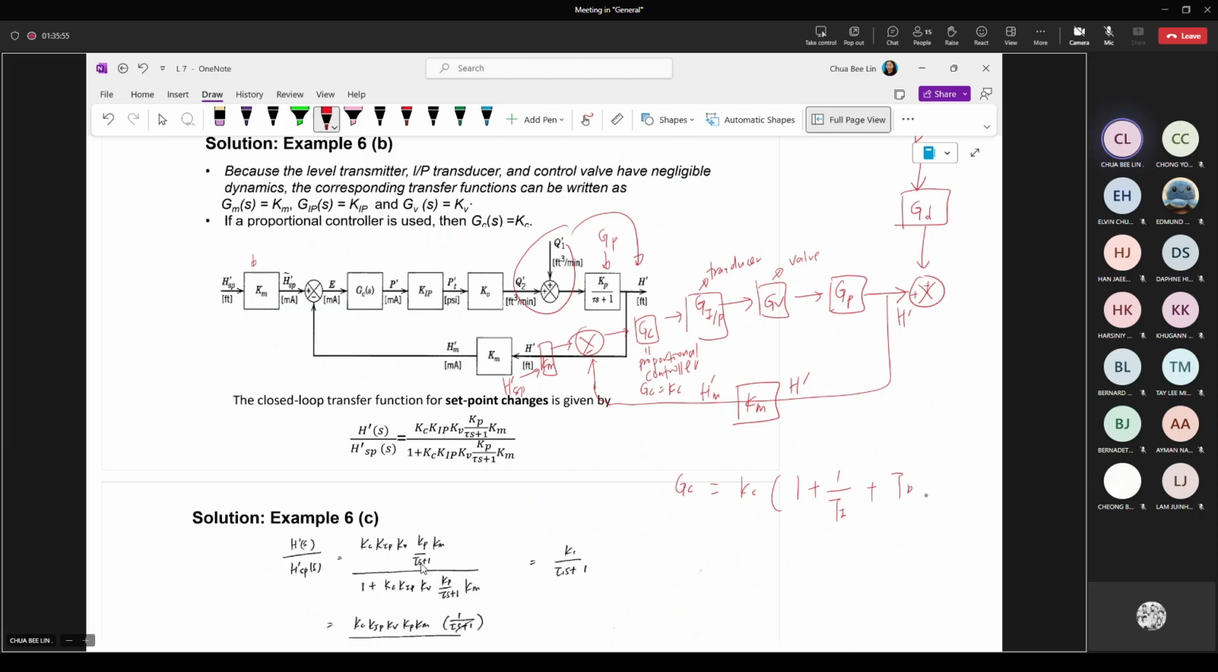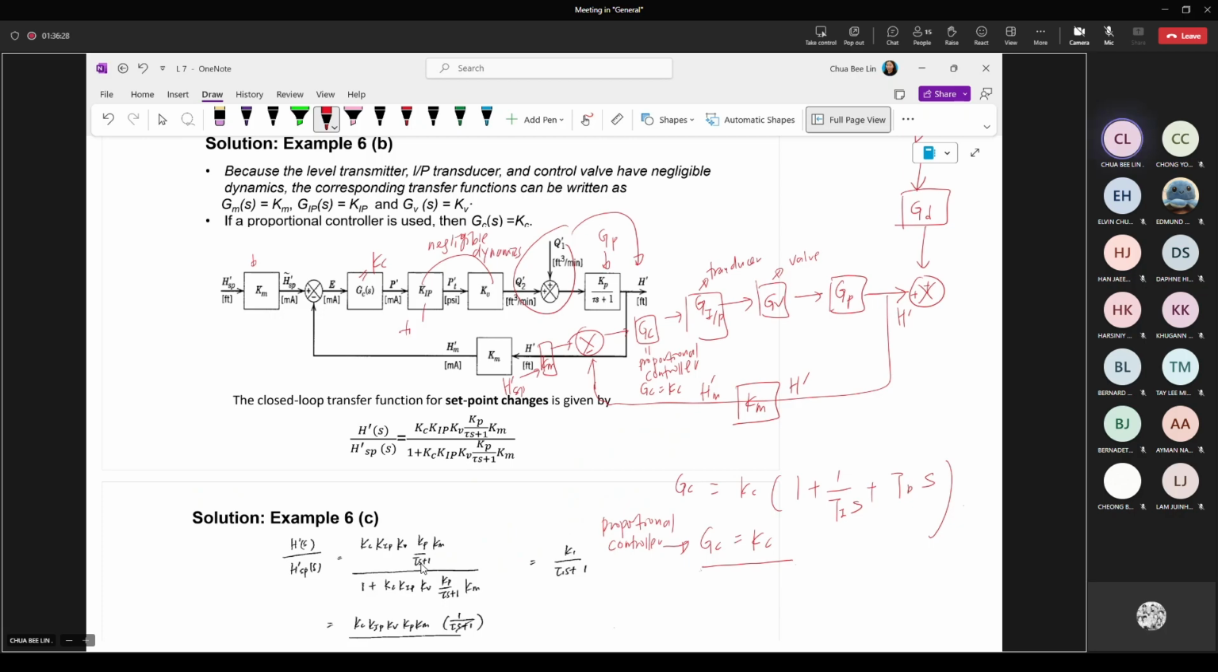I think this is the equation, if I'm not mistaken, something like this. So let's say it is a proportional controller, then your GC will be, for a proportional controller, where the transfer function of GC will be just KC. So this one will be just KC. And for these two that have mentioned negligible dynamics, that's why you're having only the gain.